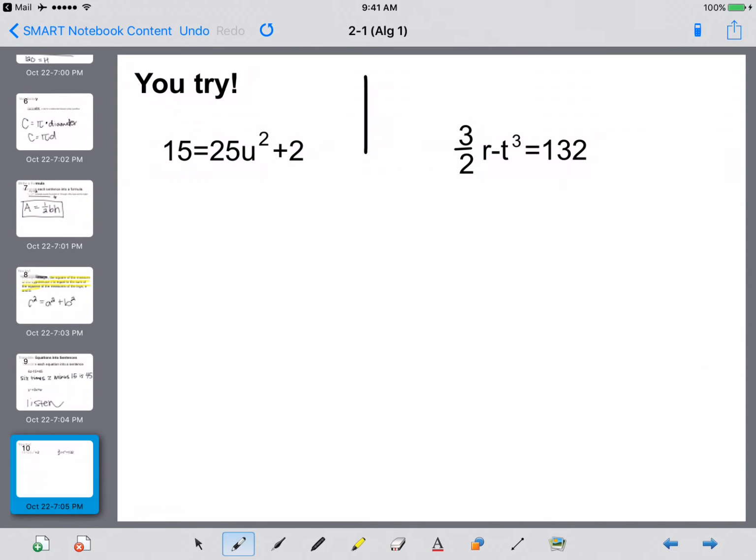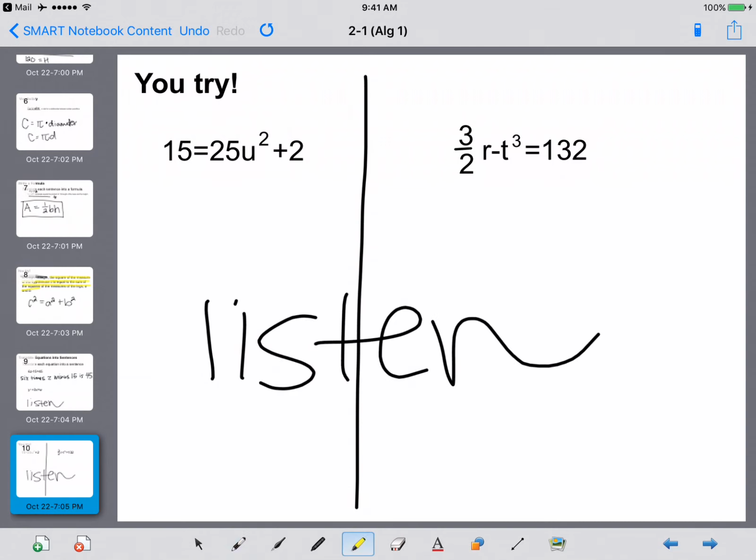So you can try here, write something out, and then listen to what I'm saying. So this one here would be 15 is equal to 25 times some number u squared plus 2. And over here, we've got the difference of 3/2 r and t to the third power is equal to 132.